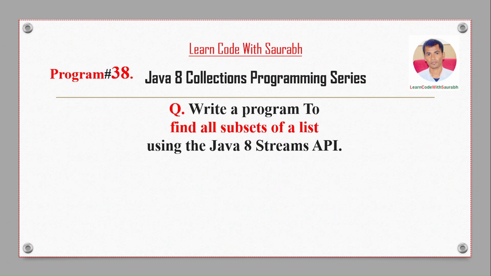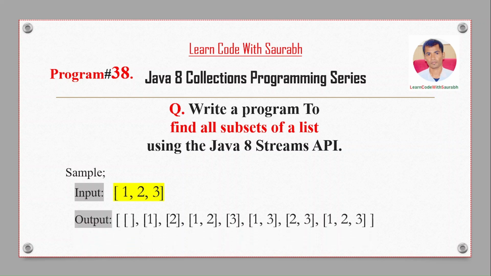Today I am going to solve a program to find all subsets of a list using the Java 8 Stream API. For example, if we take a list like 1, 2, 3, we will get the subsets: first the blank or empty subset, then 1, then 2, then 1 2, then 3, then 1 3, 2 3, and 1 2 3.